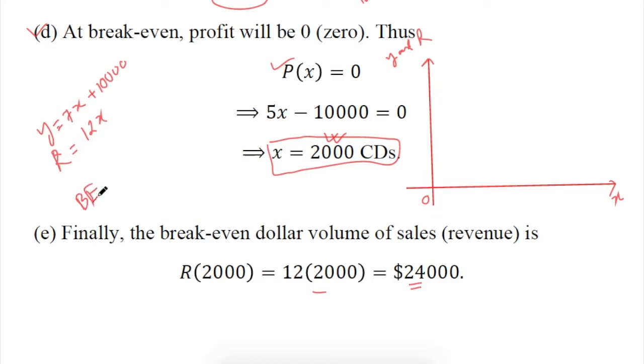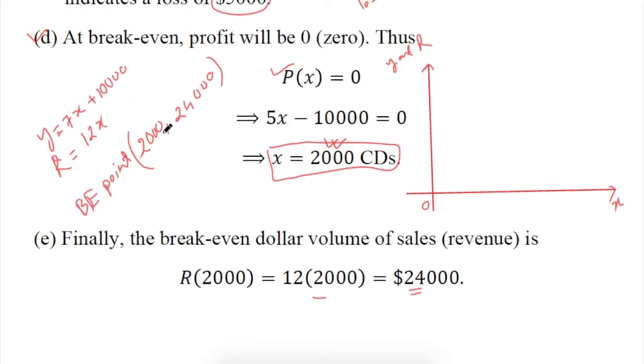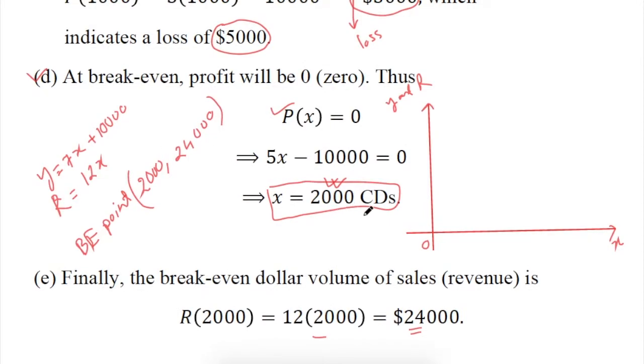So the break-even point will be 2,000, comma, and when x equals 2,000, R equals 24,000, or y equals 24,000. You can put 2,000 here, it will also be 24,000. So this is the break-even point. Now it's very simple. Let's say the break-even point is here. Let us consider this point.